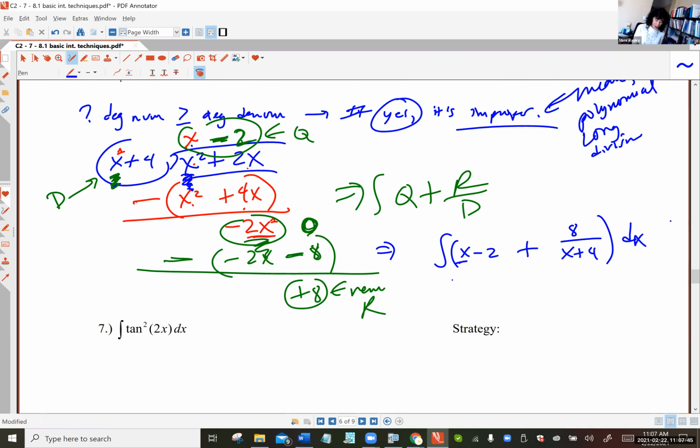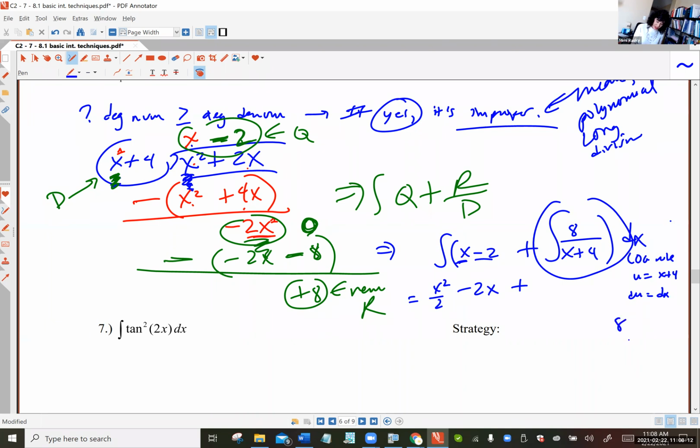The integral of x is x squared over 2. And then the integral of minus 2 is minus 2x. Plus, how do we integrate this beast? Log rule. Oh yeah. u is what? x plus 4. And du is dx, so we don't have to worry about anything.